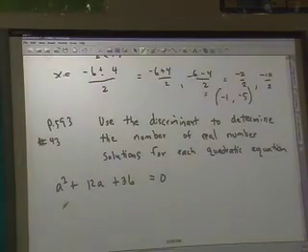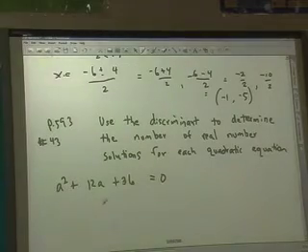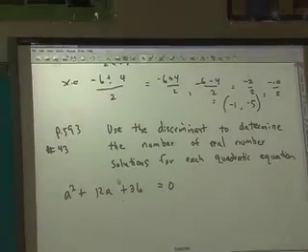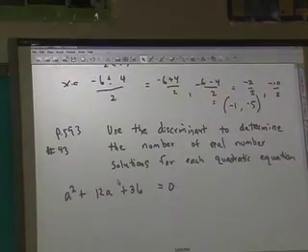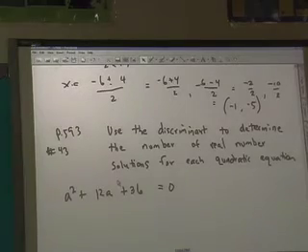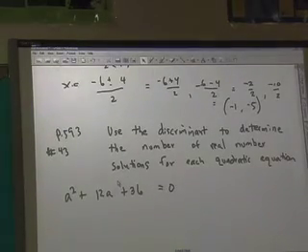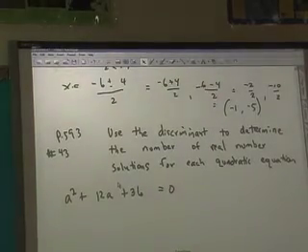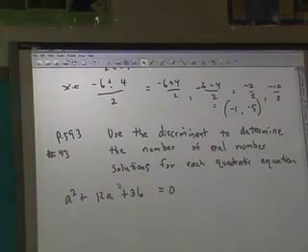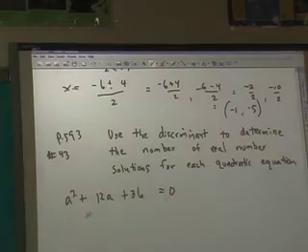In this case, again, negative b plus or minus square root of b squared minus 4ac all over 2a. You can sing that if you want. X equals negative b plus or minus square root of b squared minus 4ac all over 2a. So a squared plus 12a plus 36 equals 0.